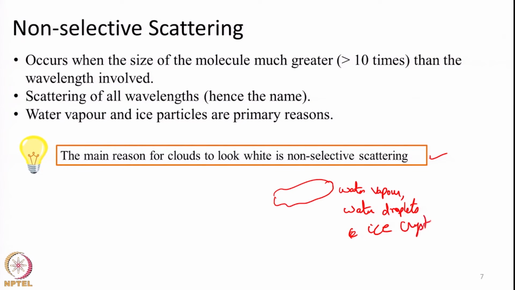So, all these things, water droplets and ice crystals, will scatter all the incoming radiation equally. Non-selective scatter will happen, all the radiation will be equally scattered. Because of this, we see clouds as white in color.